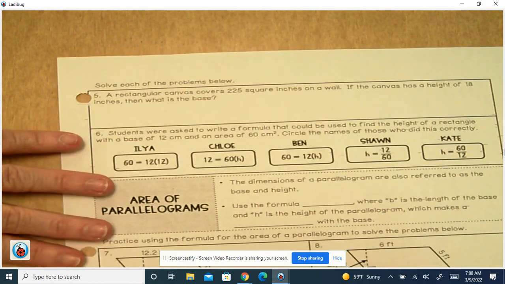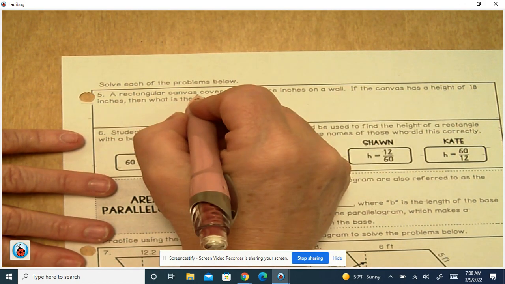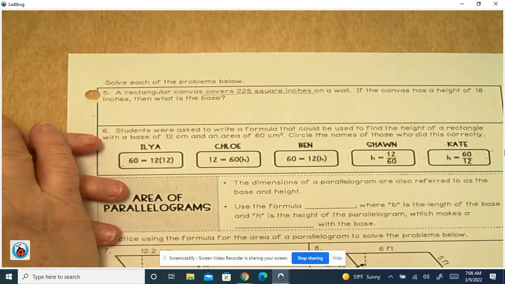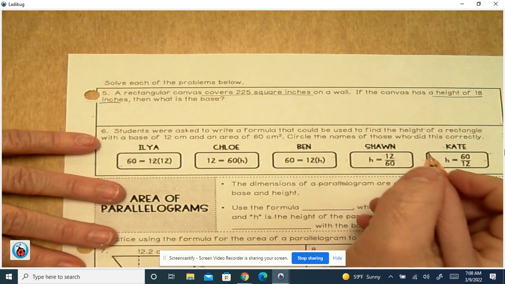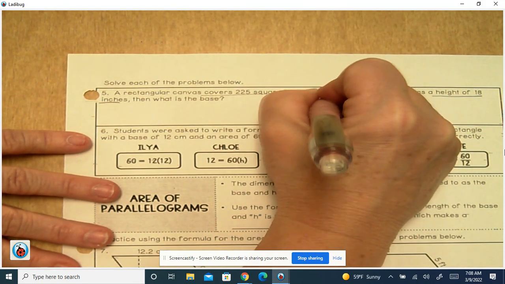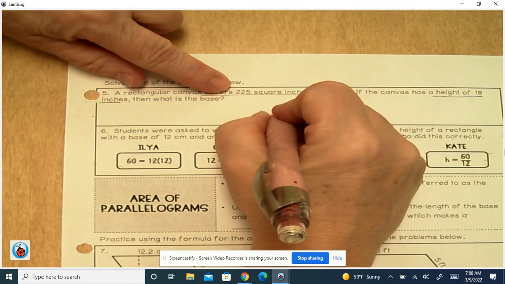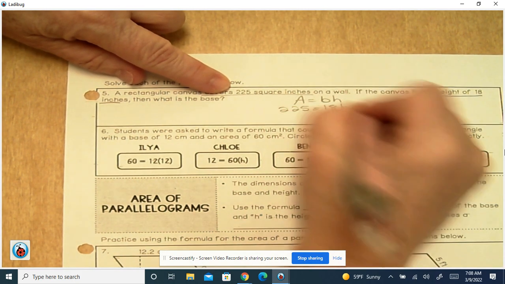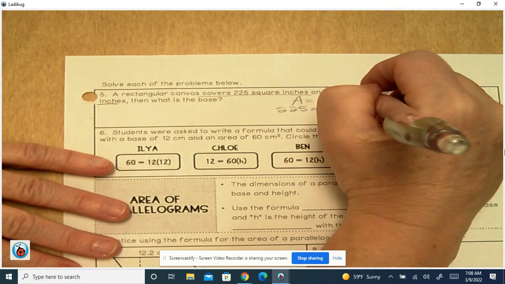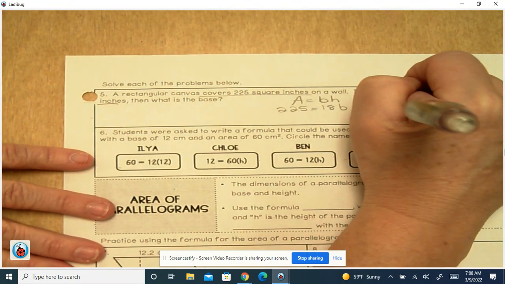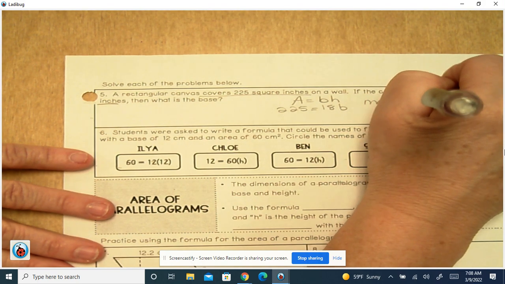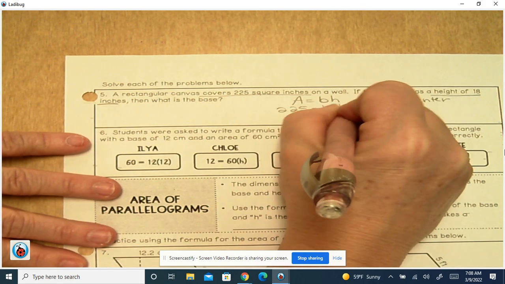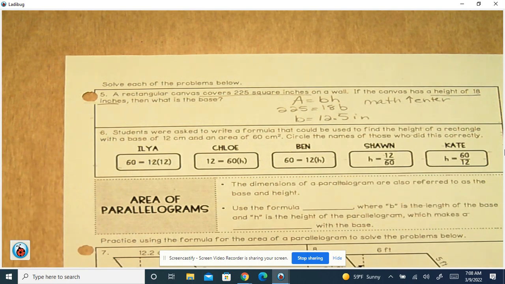All right, the top one here says a rectangular canvas covers 225 square inches. So that's the area of a wall. If the canvas has a height of 18 inches, then what is the base? So we have the area is base times height. Our area is 225 equals, we got a height of 18, and we're looking for the base. Math up enter here. The kids know what that is, and you can solve it as the equation. And when you do that, you get the base as being 12.5 inches.